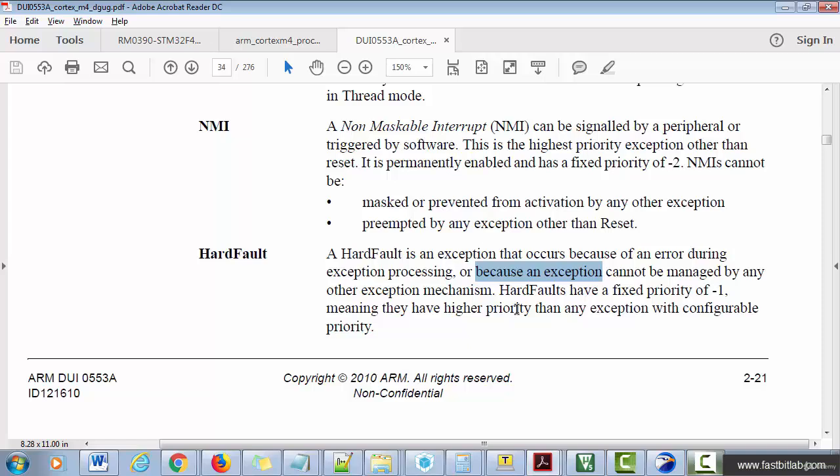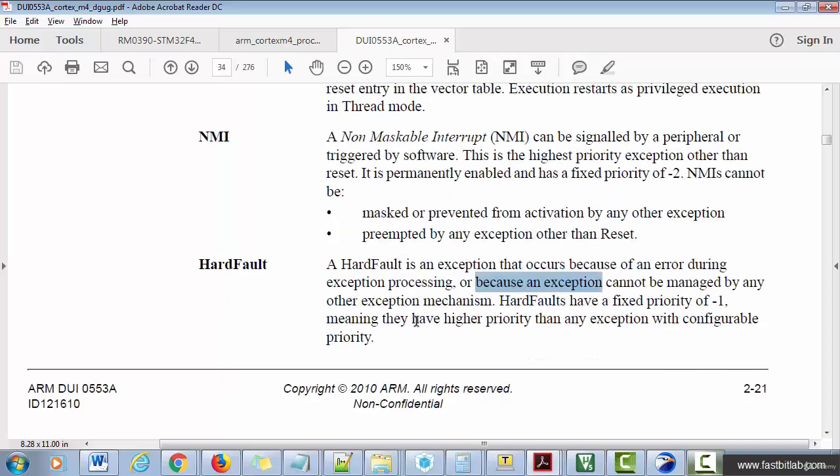All right. If there are no exception handlers enabled in order to handle a particular exception, then by default hard fault will be triggered. And you need not enable the hard fault exception. It will be enabled by default in the processor. All right. So this we will experiment in the next lecture. Now hard faults have a fixed priority of -1. Okay, meaning they have higher priority than any exception with configurable priority. So this also we'll see later.